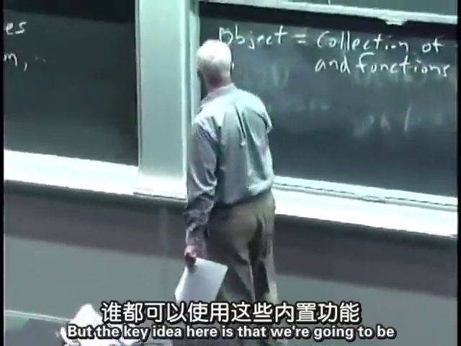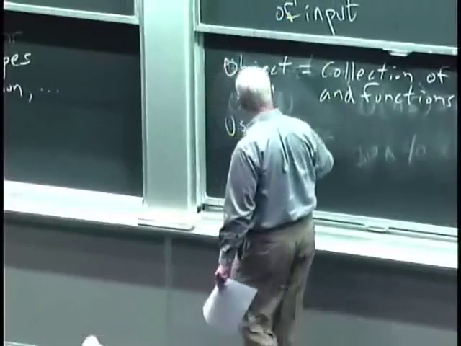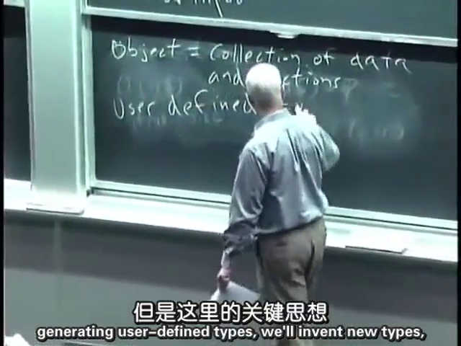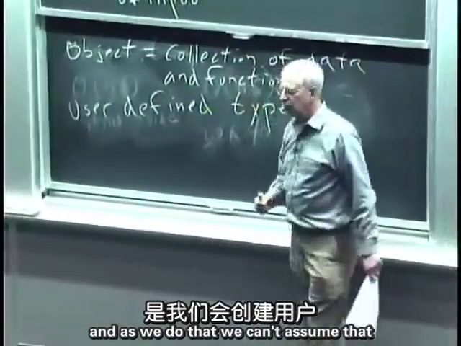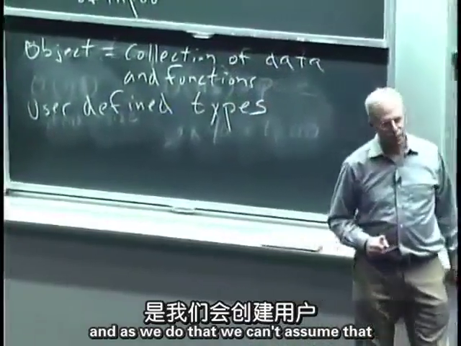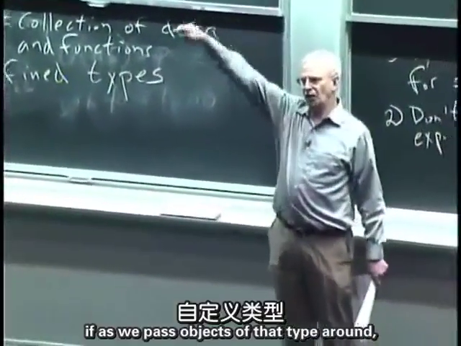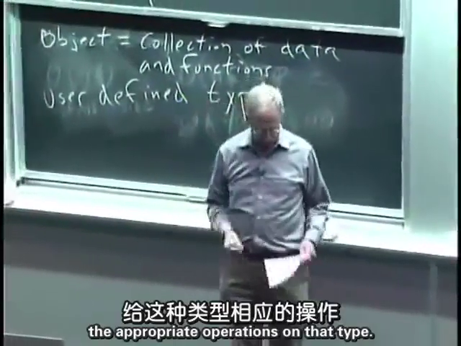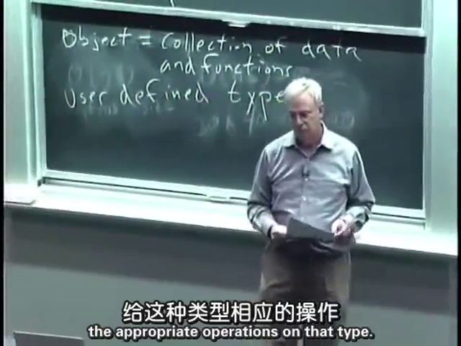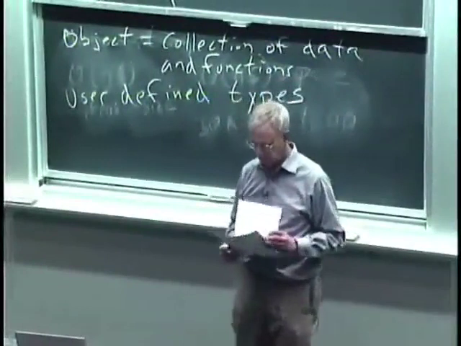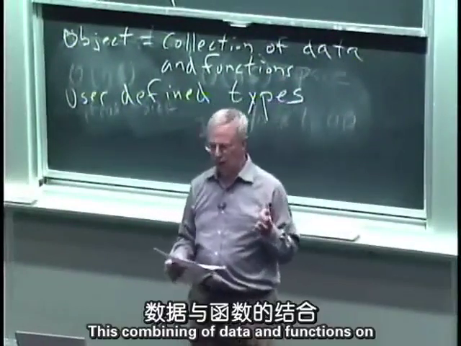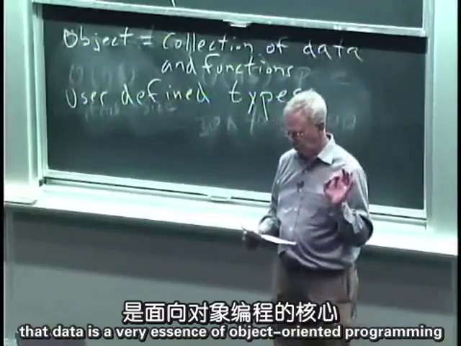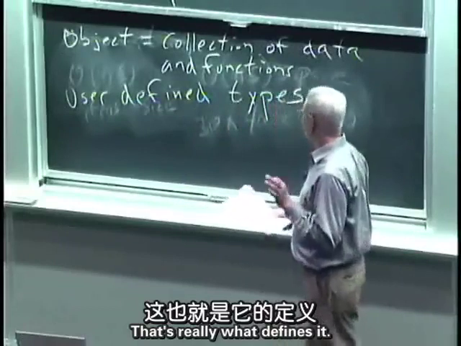But the key idea here is that we're going to be generating user-defined types. We'll invent new types. And as we do that, we can't assume that as we pass objects of that type around, the programming language has given us the appropriate operations on that type. This combining of data and functions on that data is the very essence of object-oriented programming. That's really what defines it.